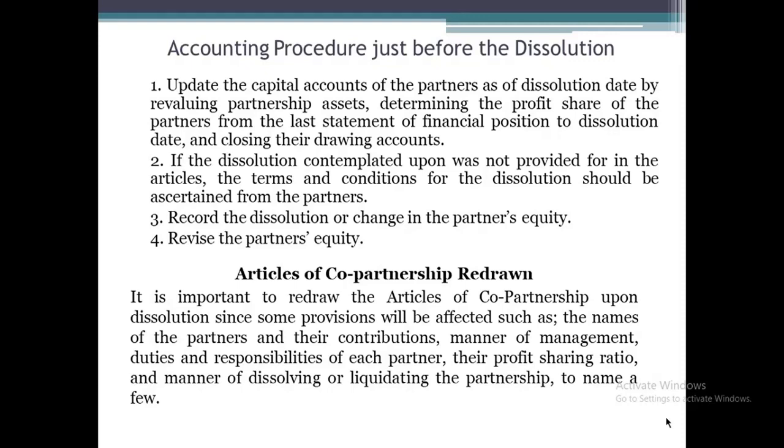So, kapag nag-withdraw yung isang partner, syempre, tatanggalin dapat nila yun doon sa articles of co-partnership. So, i-revise nila yung articles of co-partnership nila. Tatanggalin nila, for example, si A, B, and C, umalis si partner C, tatanggalin nila yung pangalan ni partner C doon sa articles of co-partnership. Ayan, kaya mare-redraw or mare-revise yung articles of co-partnership.